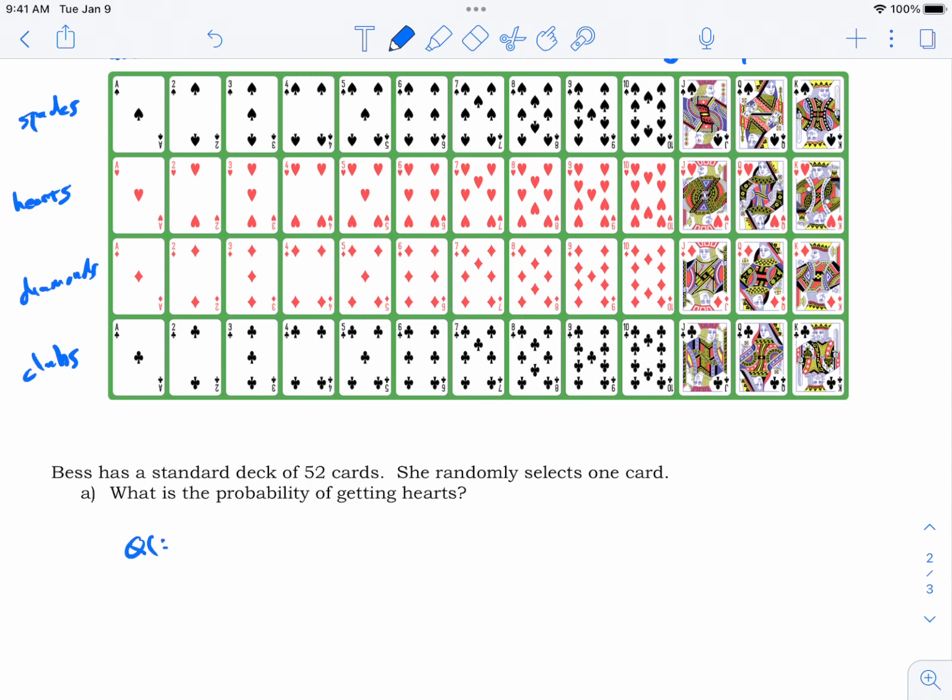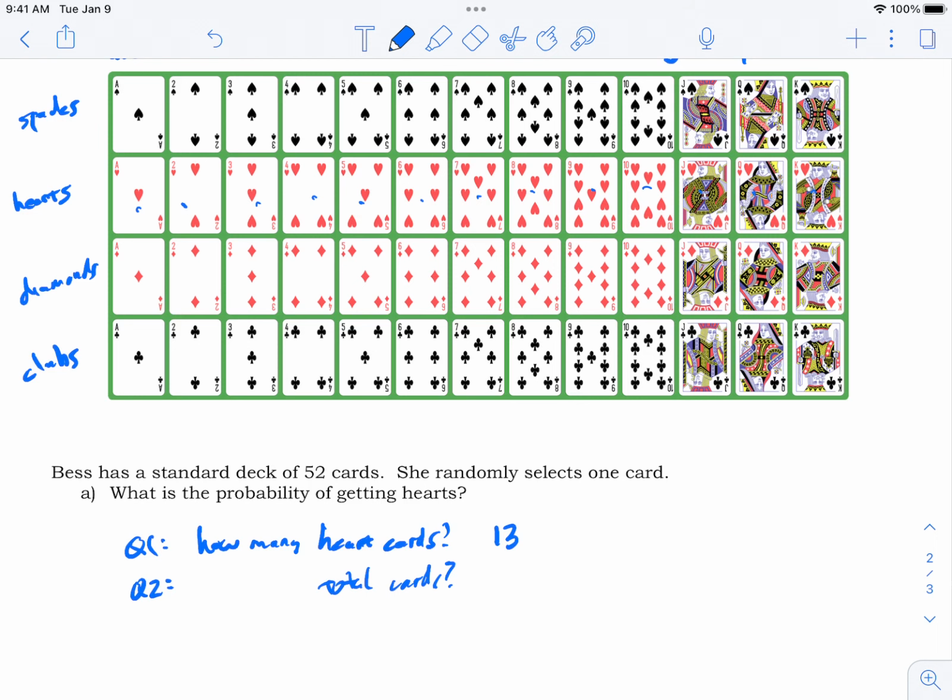Question 1. Oh, let me turn the page here. How many hearts? How many heart cards, I might ask, could Bess draw? Well, you can count. 1, 2, 3, 4, 5, 6, 7, 8, 9, 10, 11, 12, 13. There's 13. Question 2. How many total cards?